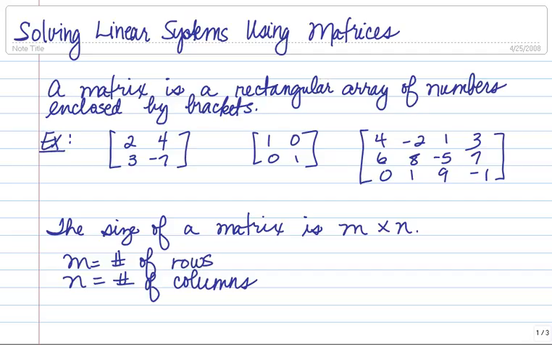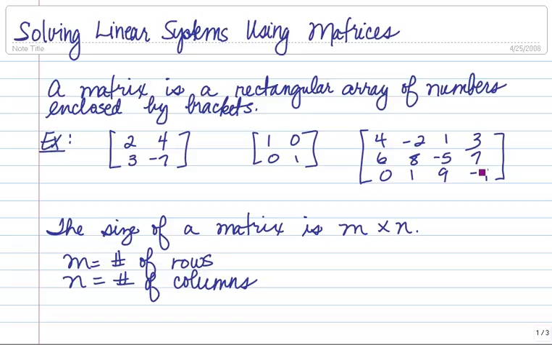The topic of this video is how to solve linear systems using matrices. A matrix may be some new terminology for some of you, but it's a quite simple idea. A matrix is just simply a rectangular array of numbers enclosed by brackets, something like this: 2, 4, 3, -7; 1, 0, 0, 1, 4, -2, 1, 3, 6, 8, -5, 7, 0, 1, 9, -1. Okay, you're thinking, what do those numbers mean? I promise I'm going to bring them back into solving systems.